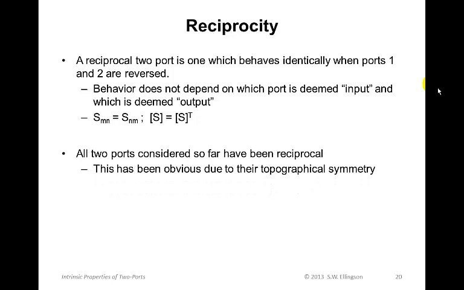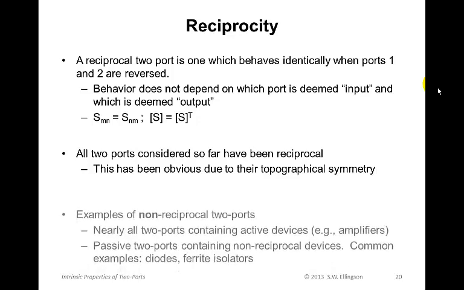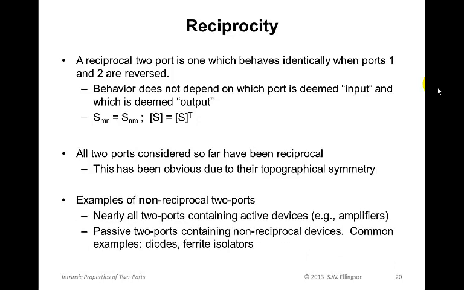All two-ports that we've considered so far have been reciprocal, and this has been obvious due to their topological symmetry. In other words, you can just look at them and visually imagine flipping them around 180 degrees, and you get the same circuit back. But there are non-reciprocal two-ports, and they're important to know about, and we will encounter these in this course.